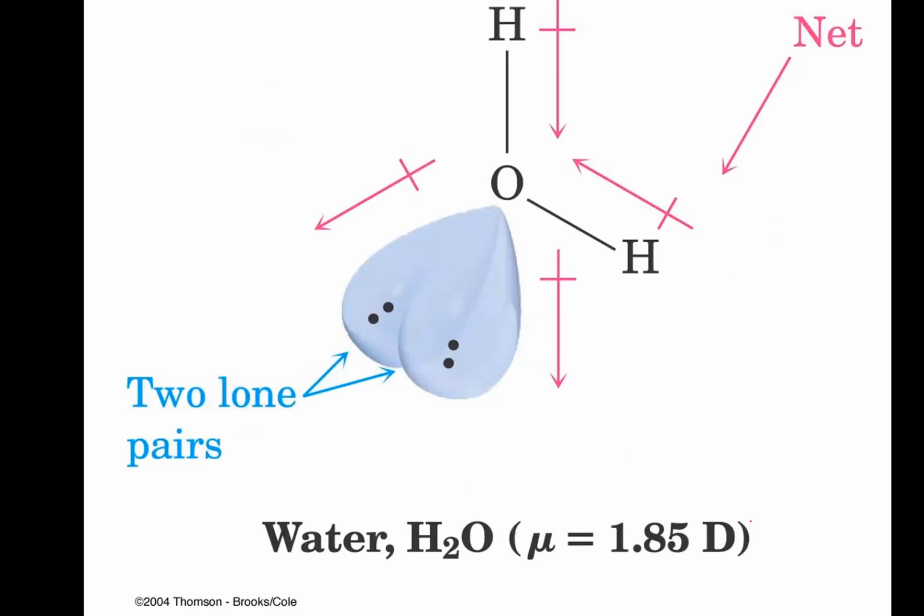And why is water nonlinear? Because there are two lone pairs, don't forget that. These lone pairs are pushing shared electrons between oxygen and hydrogen away from themselves. So there is no way that the two bonds between oxygen and hydrogen can be at 180 degrees.